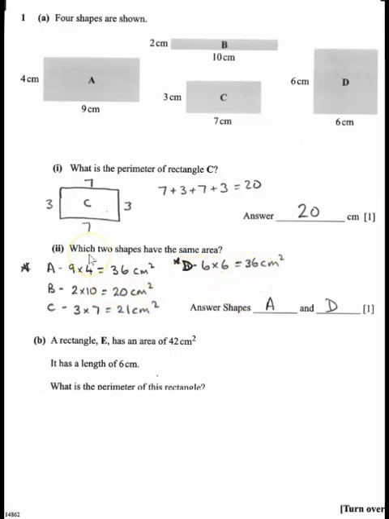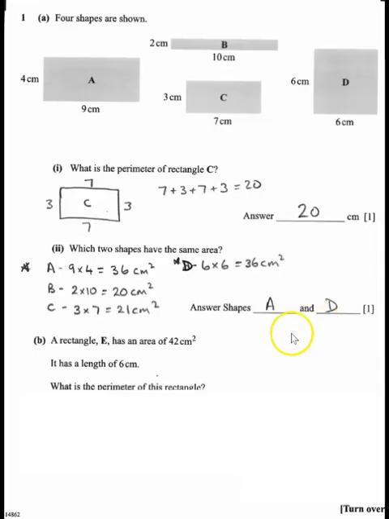Now, the question, as I said, was which two shapes have the same area? So we look down, we have A has 36 centimeters squared and D has 36 centimeters squared. This is why A and D are in the answer lines there.